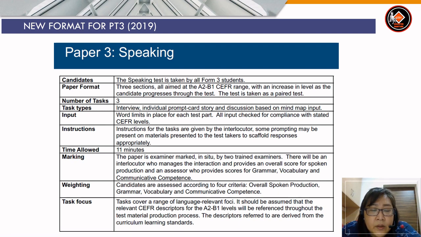Weighting. So, candidates are assessed according to 4 criteria: overall spoken production, grammar, vocabulary, and communicative competence. So the weight will be for these 4 parts or items. Task focus. Tasks cover a range of language relevant foci. It could be assumed that the relevant CEFR descriptors for the A2 to B1 levels will be referenced throughout the test material production process. The descriptors referred to are derived from curriculum learning standards.